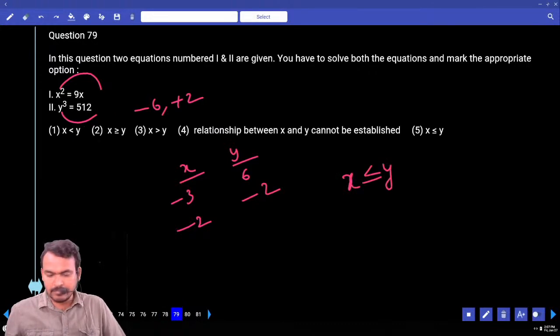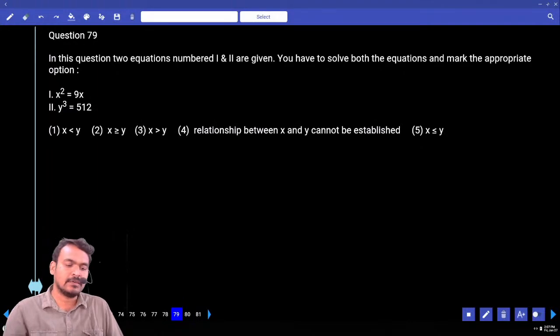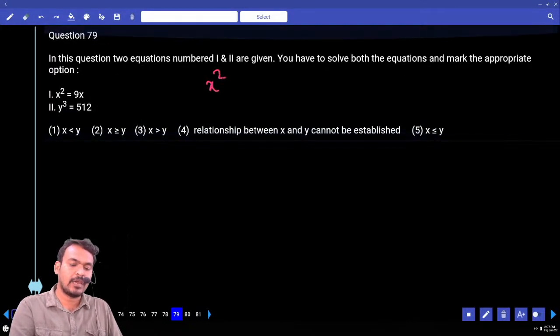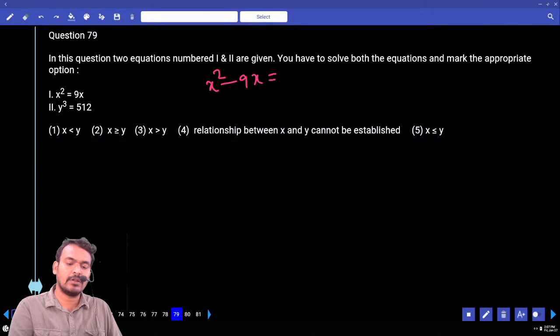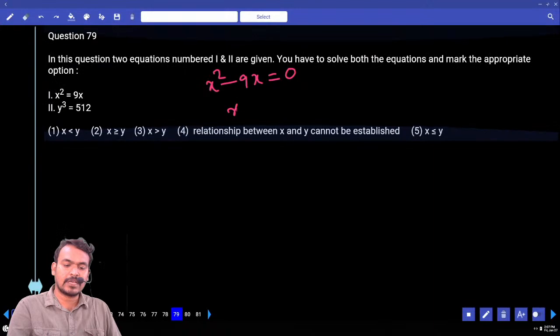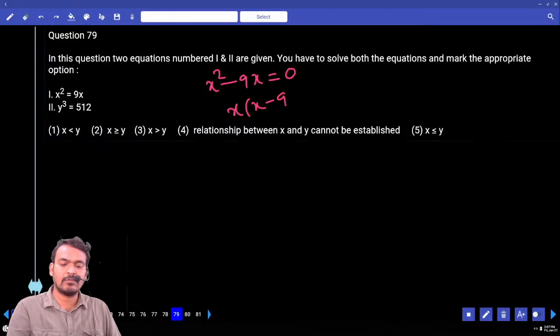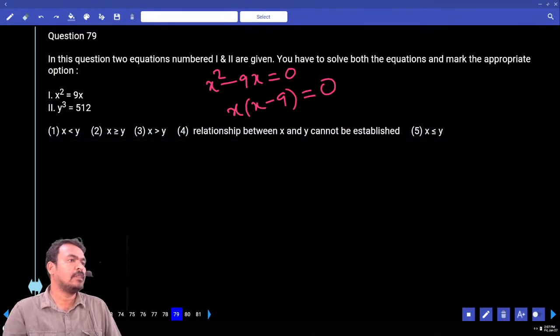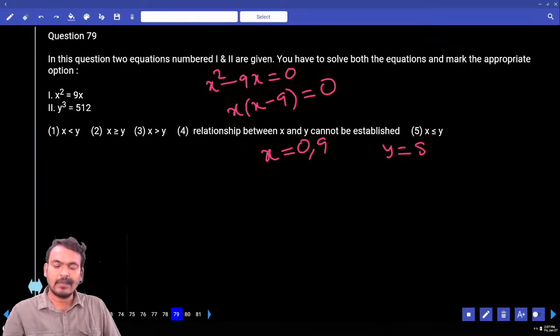Next, 79. x² = 9x. This one we write as x² − 9x = 0, right? Yes or no? Then x into (x − 9) equals how much value? 0, right? Then x = 0, 9, right? y³ = 5 and 2, then the y value is 8, right?